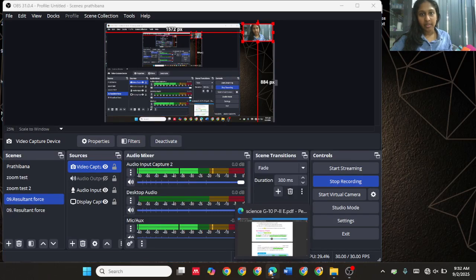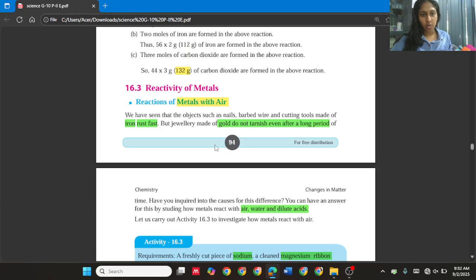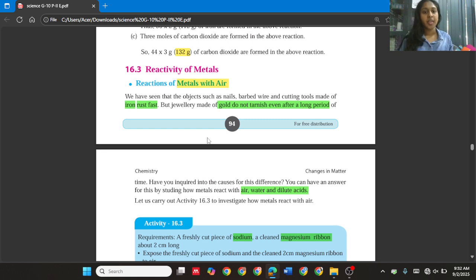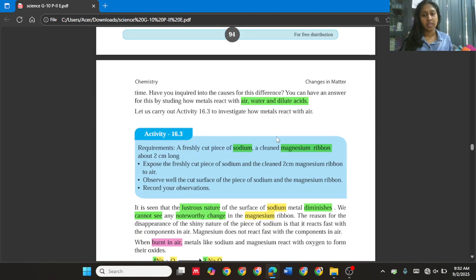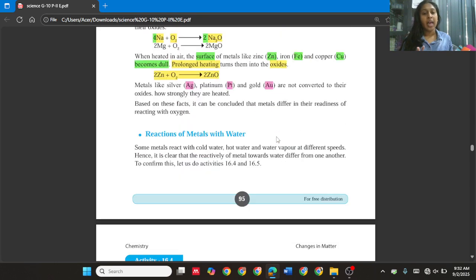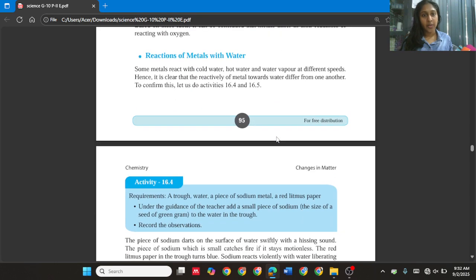Okay, Lamai. Earlier we discussed reactivity of metals in the last video. Under reactivity of metals, we have to discuss reactivity of metals with air, with water, and with dilute acids. In the last video we discussed the reactions of metals with air. That part is done, and now we have to discuss reactions of metals with water.